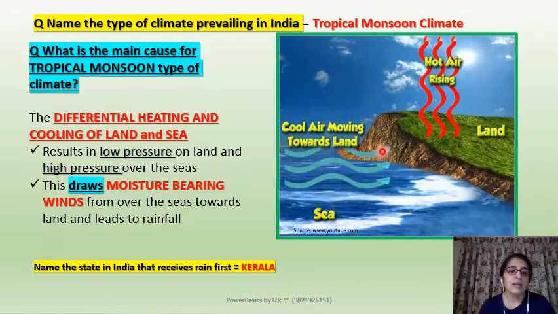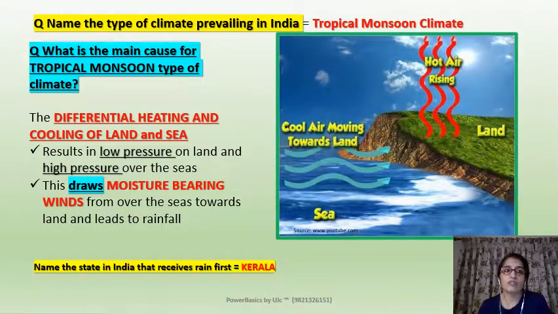So remember that. Name the state in India that receives rainfall first. Which state do you think gets it first? Now in Bombay, we wait for the 15th of June. Where has the monsoon broken? In Kerala, the southernmost tip. From there, rainfall comes all the way up India, up to Mumbai and beyond.